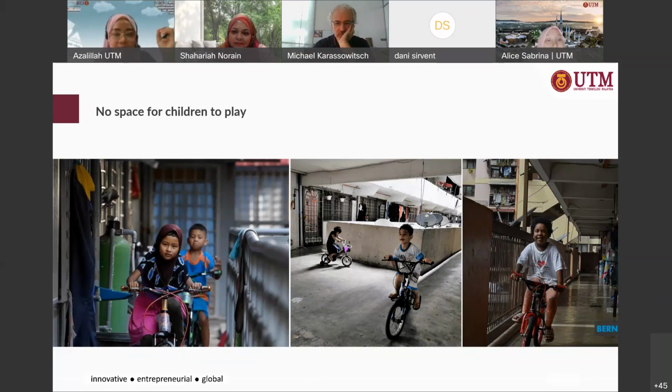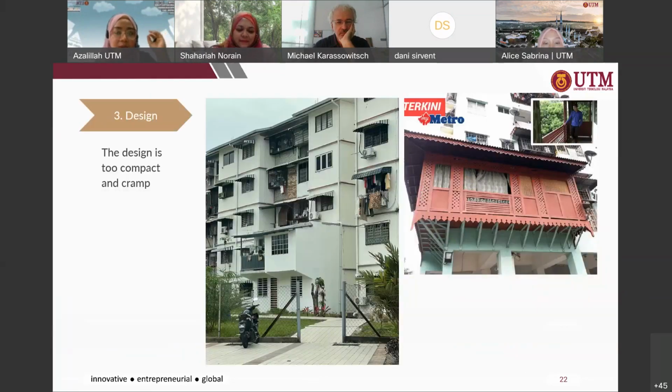Okay, so here is the design. The problem with the design is that the government has given only 600 square feet. They just live in 600 square feet with their family, and the family keeps increasing. So they feel that the design is too compact and too cramped. So what they have to do is make illegal extensions and additions.